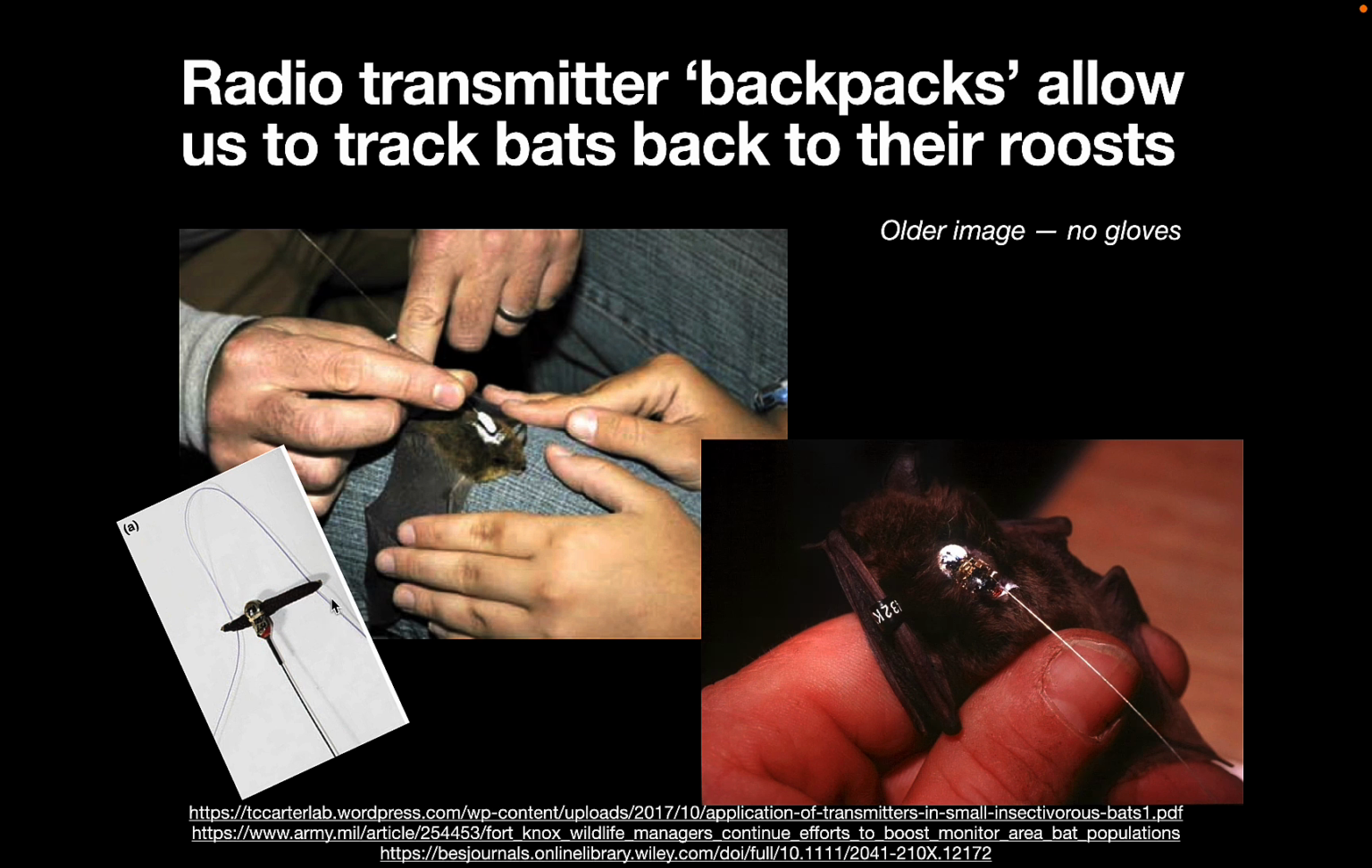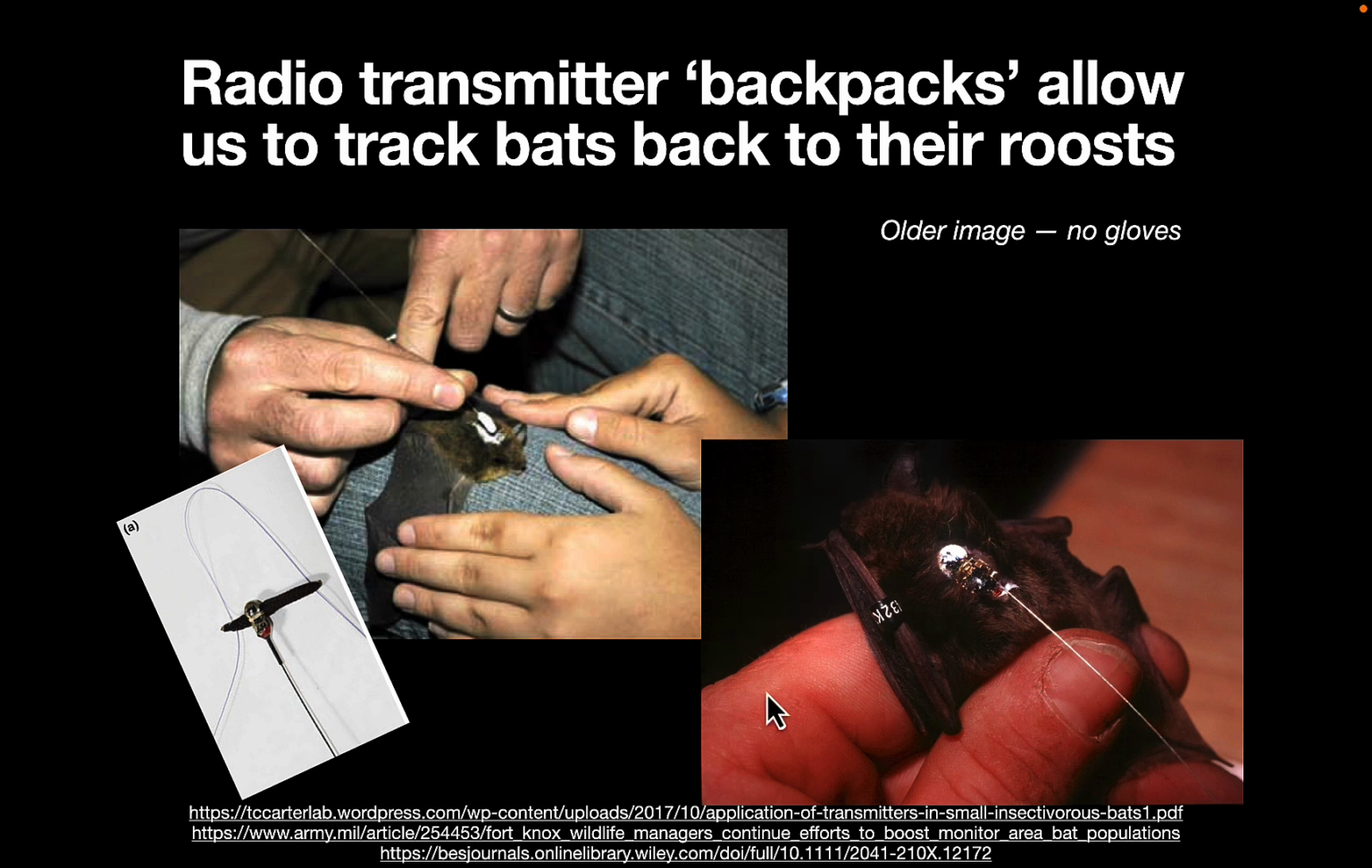Now, these are not GPS transmitters. Those have only come along really recently to be small enough to actually fly. But radio transmitters just send out a little beeping signal. And so if you're listening on a radio, if you're close by, you can hear the beep. And if you're not close by, you don't hear the beep.